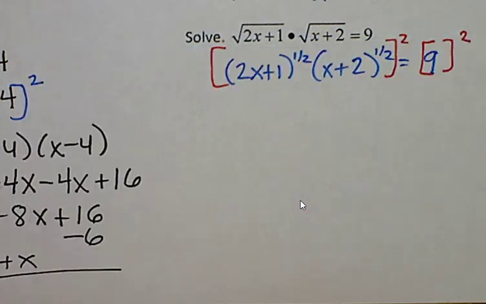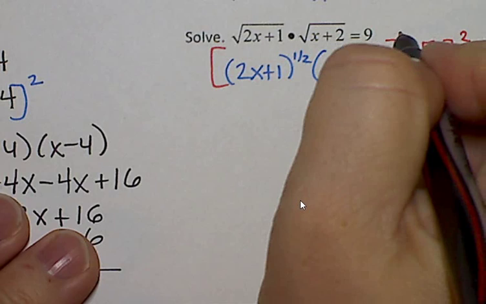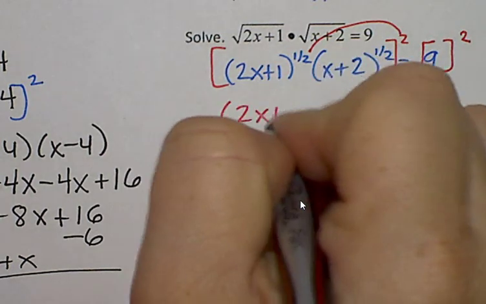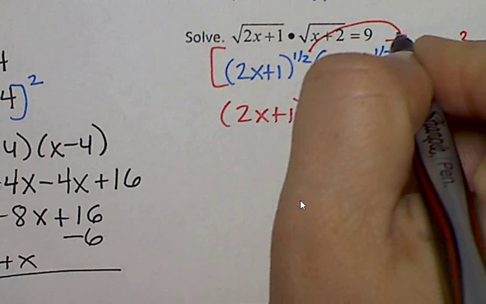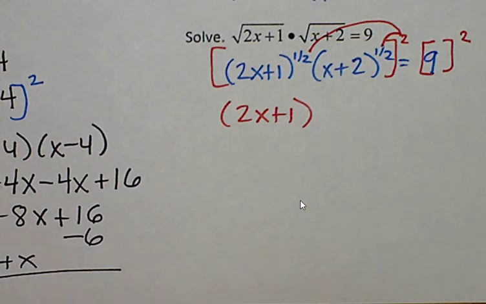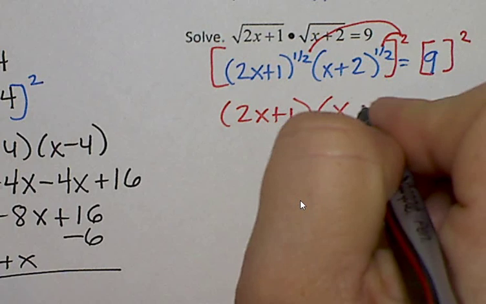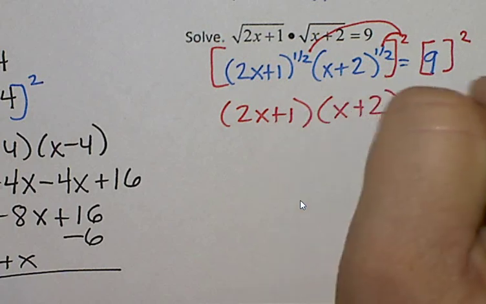So when I apply this 2 to the 1/2, what does it actually become? It cancels out and becomes a 1, right? So I bring down 2x plus 1. And when I take this 2 and apply it to the 1/2, it becomes a 1. It cancels out. So I bring down x plus 2. And 9 squared is 81.